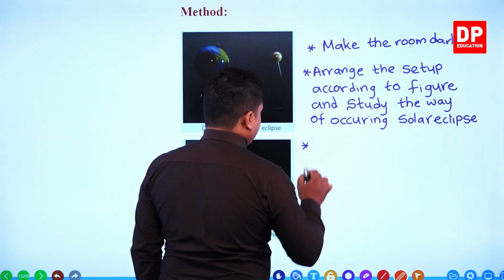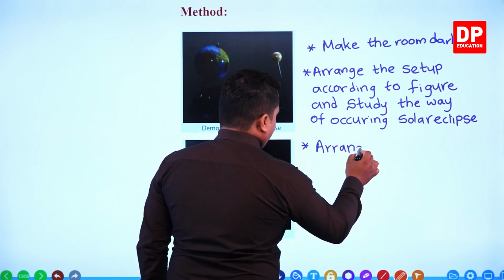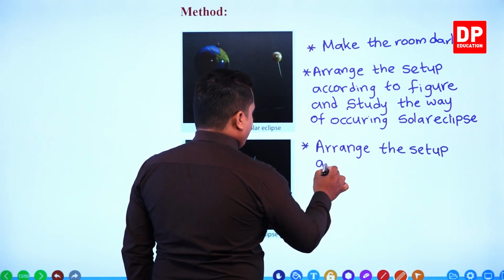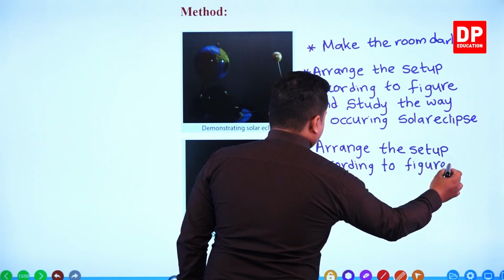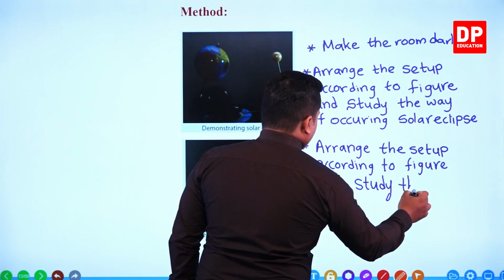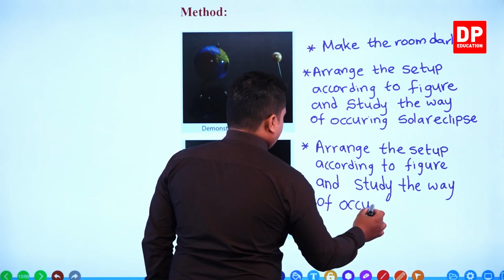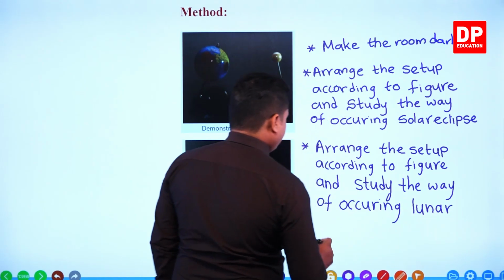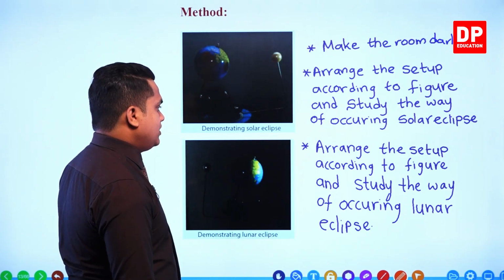Then the second step, according to the given figure here, arrange the setup according to the figure and study the way of occurring lunar eclipse. Right? Study the way of occurring lunar eclipse.